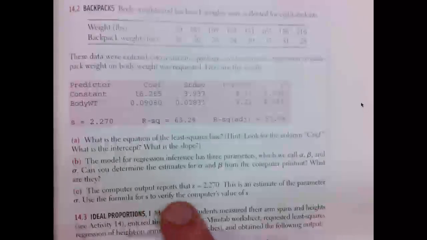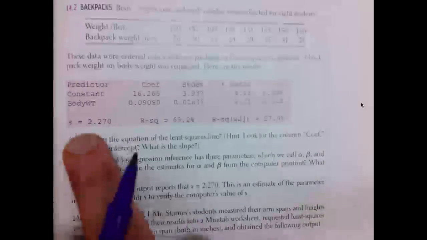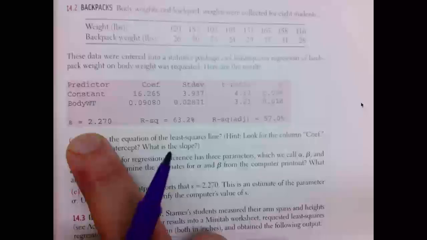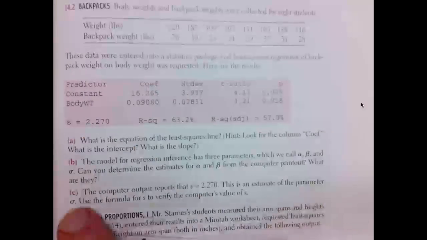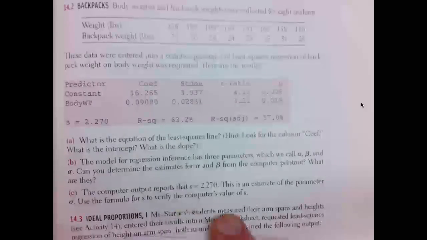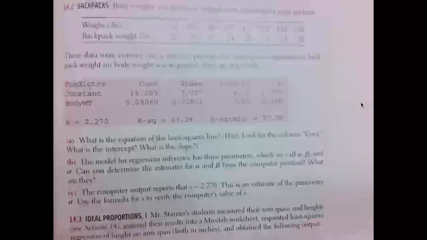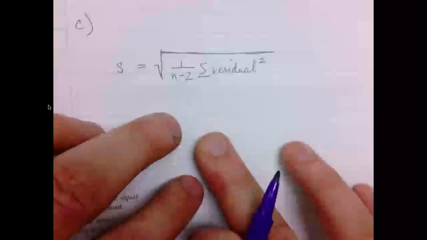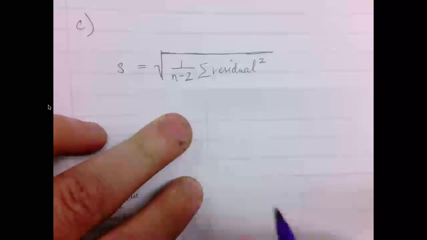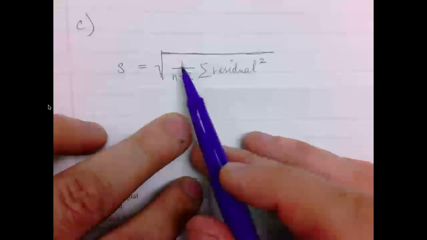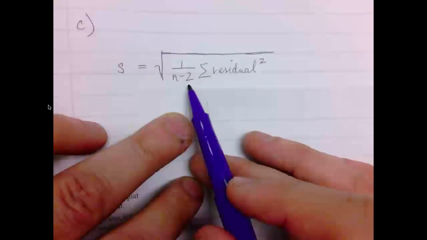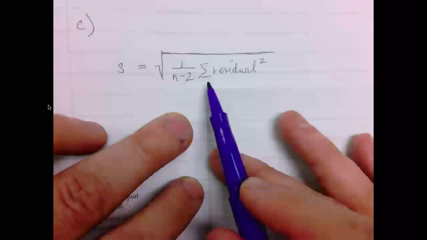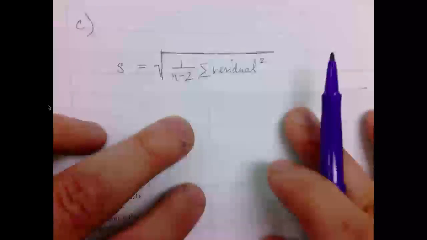C, the computer outputs s, the standard error about the line, of 2.27. This is an estimate of the parameter sigma. Use the formula for s to verify the computer's value of s. Well, from our notes, we learned that s was equal to the square root of 1 divided by n minus 2, 2 degrees of freedom, 2 less than our sample size because we're dealing with paired data, times the sum of the residuals squared.